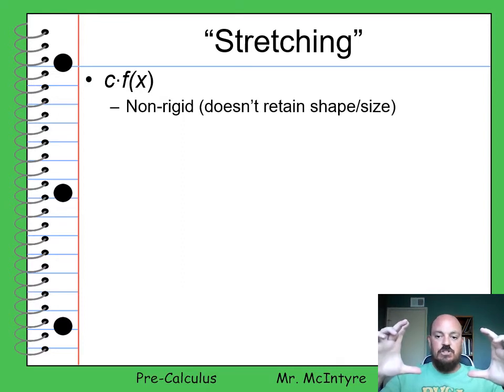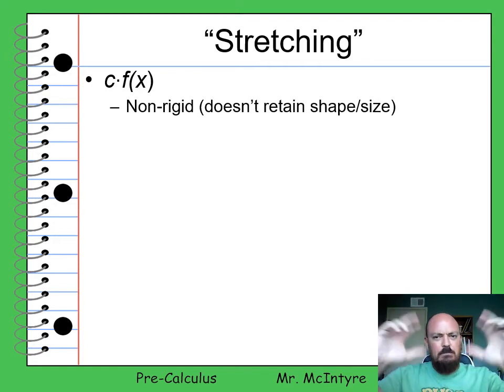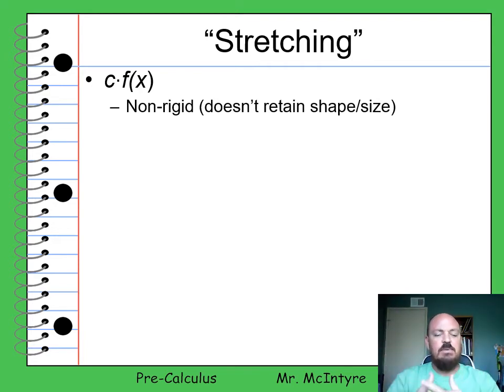If you're just doing a shift, that's easy to visualize because it's just moving. Even a reflection, yeah, it's a mirror image, but it's still the same shape and size. It's just pointing a different direction. This one looks different. You're going to warp it, you're going to change it. It's non-rigid. It'll change shape and it'll change size when you do this one.